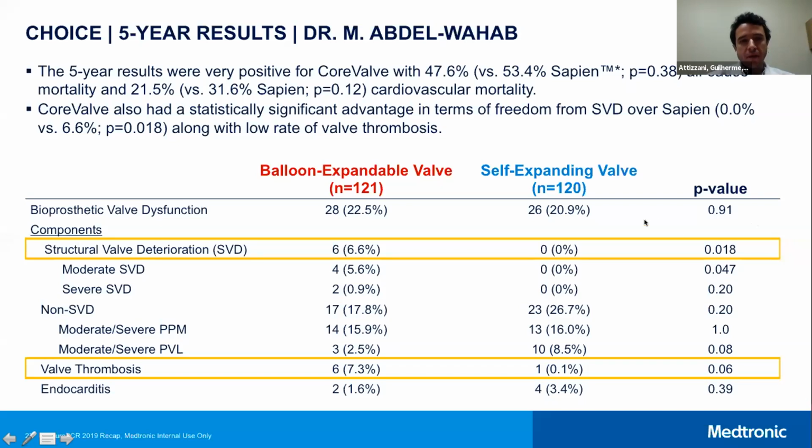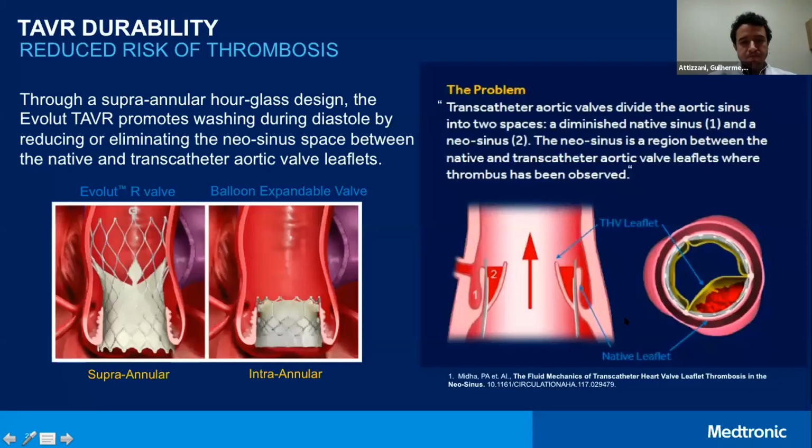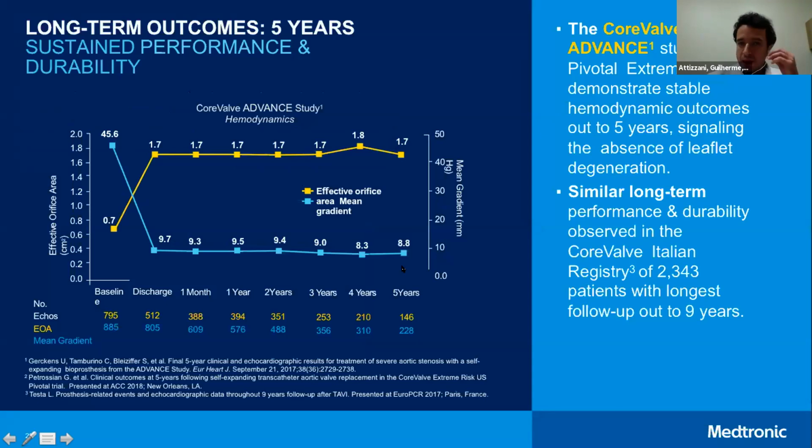Very quickly now, I want to show the 5-year follow-up of the CHOICE study, which, as we know, was a randomized study of SAPIEN versus self-expandable valve. This shows that with the balloon expandable valve, the rates of structural valve deterioration were higher, and also the rates of valve thrombosis were higher in this series. A potential explanation for that is the so-called neosinus. Not gonna spend too much time on this.